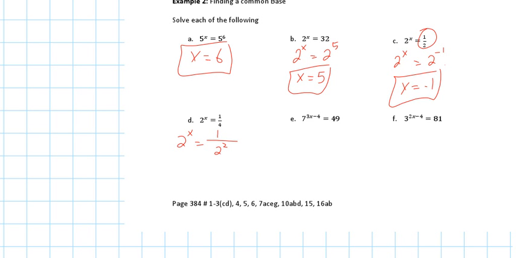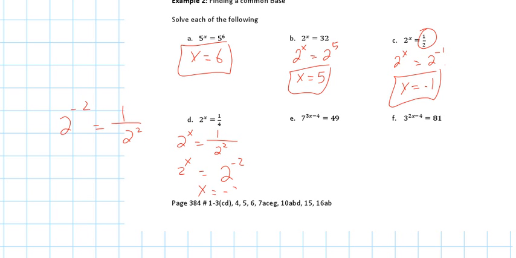Because this is in the bottom. To make it a base of 2, it's going to be 2 to the power of negative 2. 2 to the power of negative 2 is the same thing as writing 1 over 2 squared. What we learned about the negative exponent, you flip the base. So that means x equals negative 2. Probably the trickiest ones are the ones with the flip.